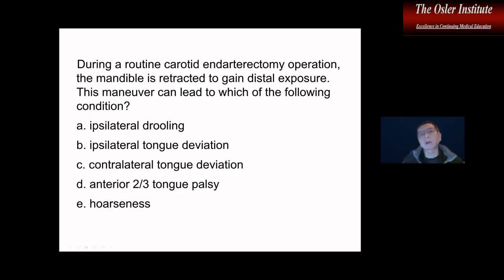During a routine carotid endarterectomy operation, the mandible is retracted to gain distal exposure. This maneuver can lead to which of the following problems? Number one: A, ipsilateral drooling; B, ipsilateral tongue deviation; C, contralateral tongue deviation; D, anterior two-thirds tongue palsy; or E, hoarseness. All right, so for the attendees, go ahead and type in your answer if you can.